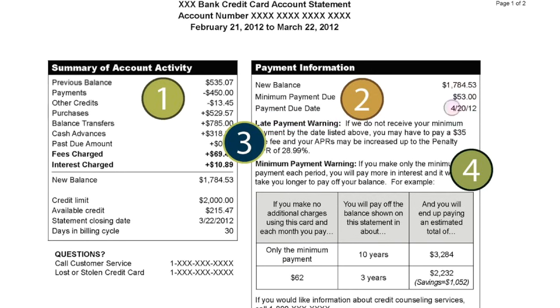So that means if this person doesn't send $53 on April 20th, if they forget to send that money in, then they're going to end up spending an extra $35 on a late fee, and their APR is going to get bumped up to 28.99%.